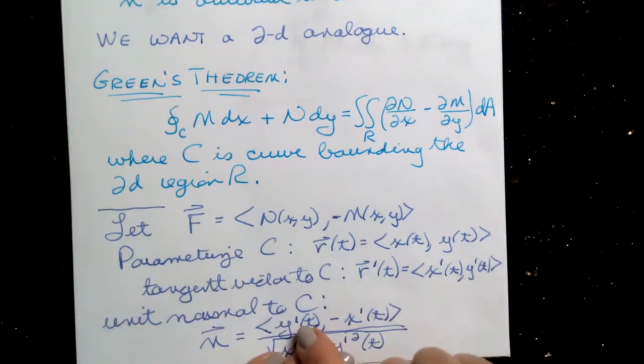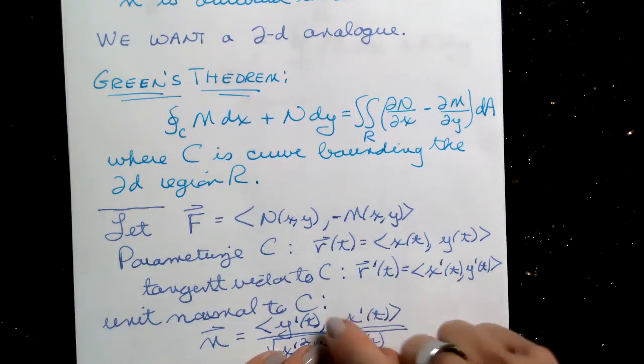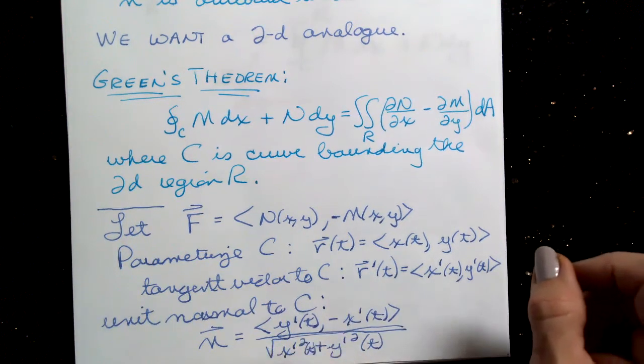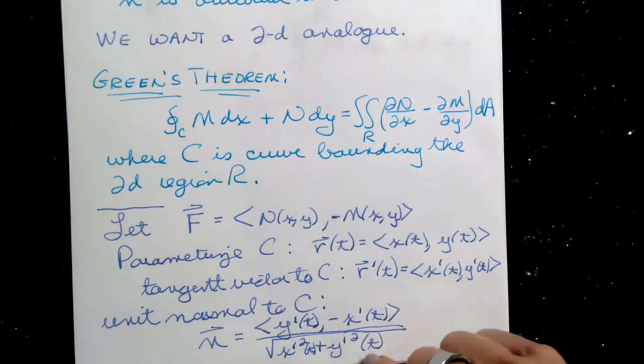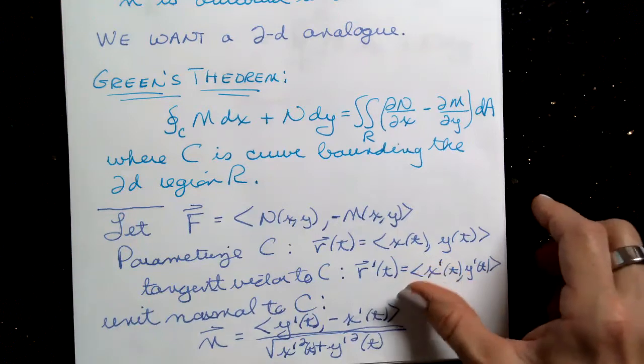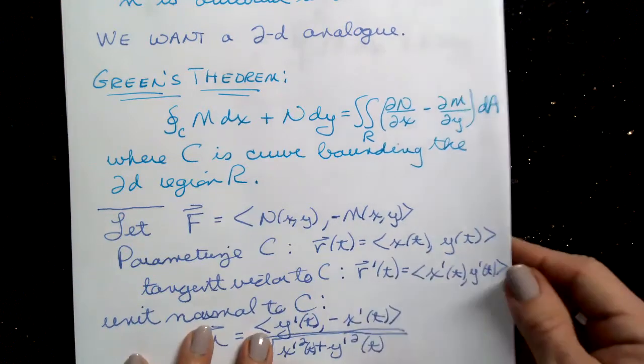So one of those vectors would be y prime, minus x prime, because when I take the dot product of this with that vector, I get 0. And if I want to make that into a unit vector, I simply divide by its length. So that's what I've done there. So there's a normal vector to my curve. Okay.